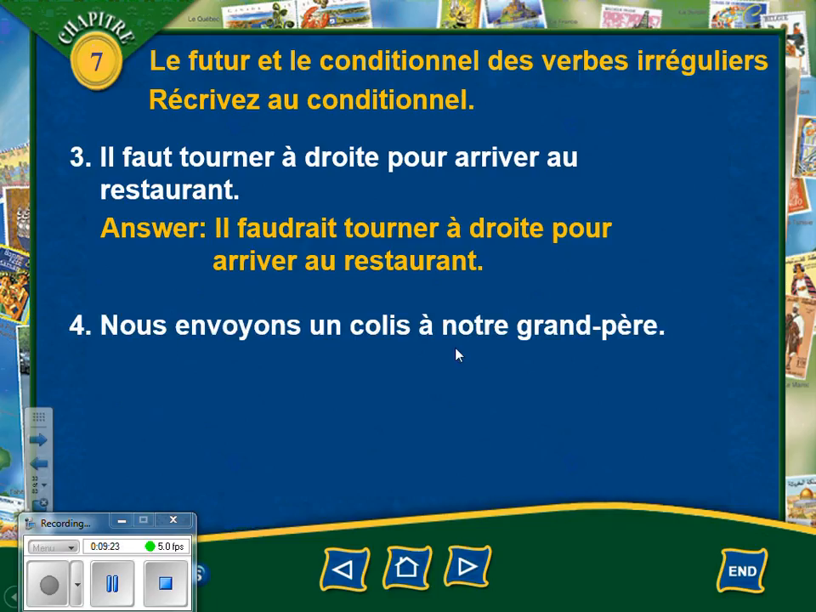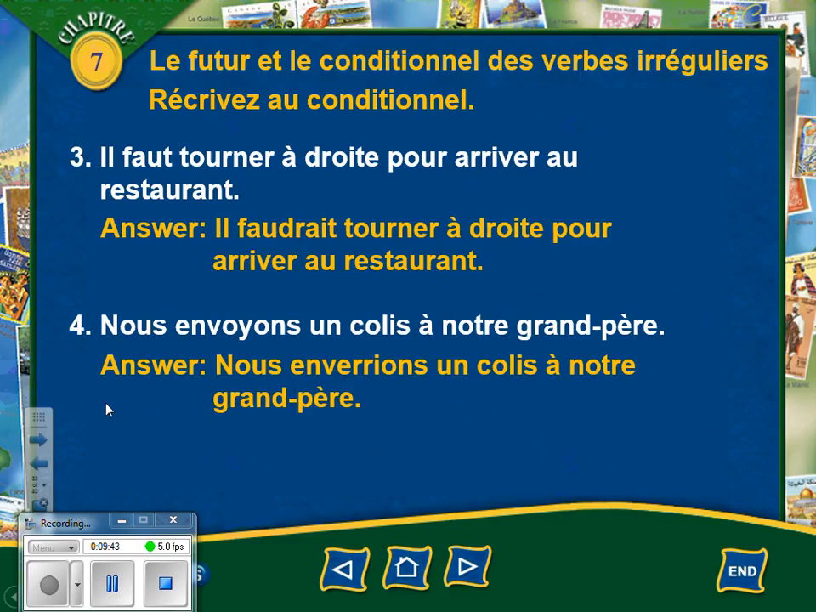Nous envoyons un colis à notre grand-père. We are sending a package to our grandfather. Envoyer is the verb. The irregular stem is E-N-V-E-R-R, enverr. And the ending for nous is I-O-N-S. Nous enverrions. We would send a package to our grandfather.